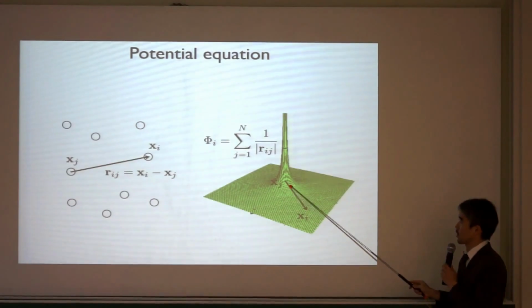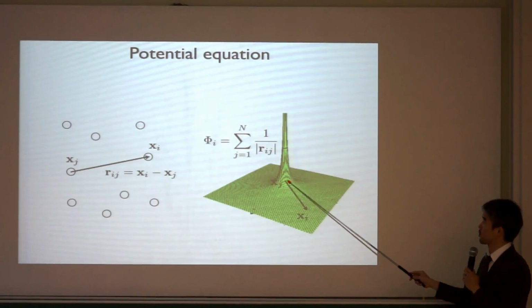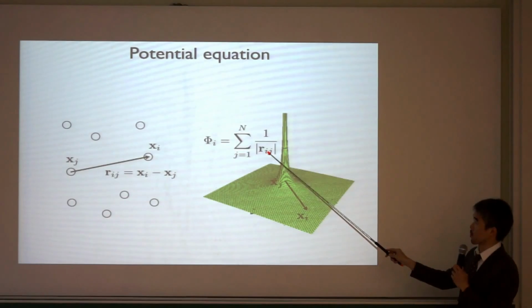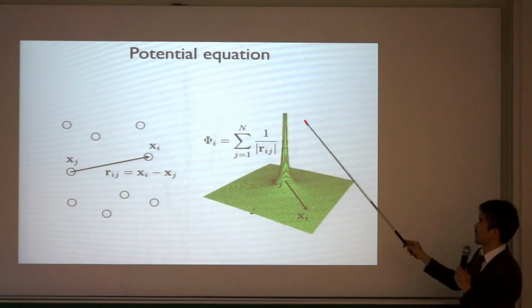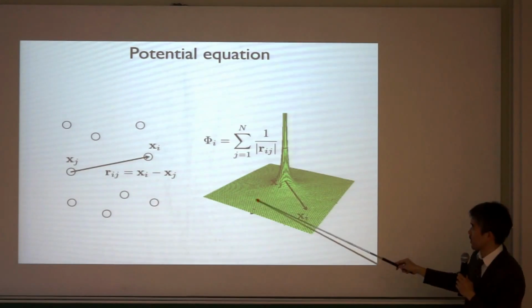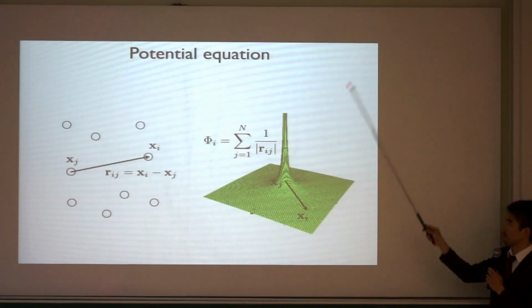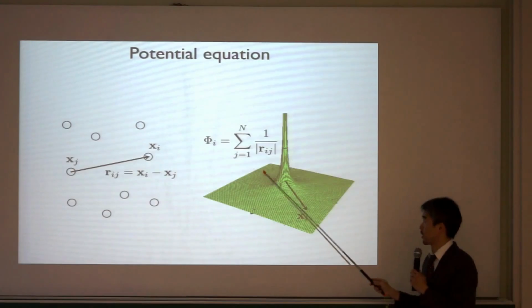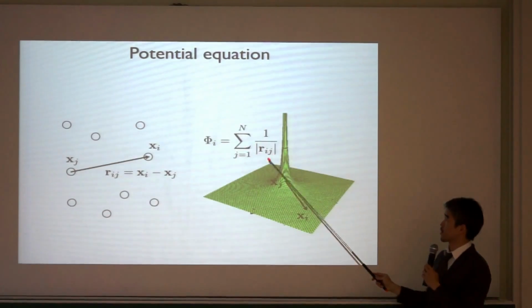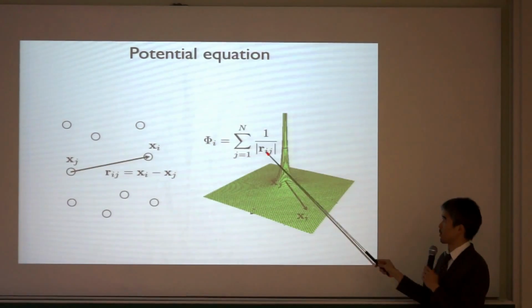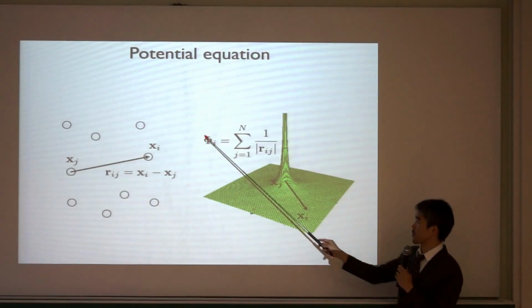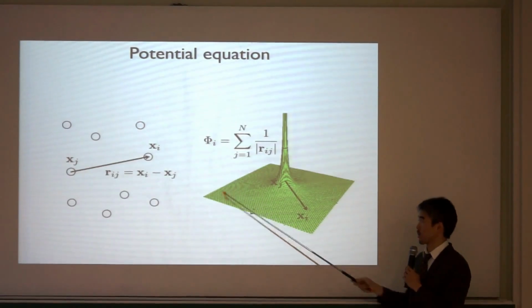But if you look at what one j particle induces, this is 1 over r. So when r is 0, it goes to infinity, and then it rapidly decays. So if you plot it in 2D, it looks like this. It's like a peaky mountain, like potential. And so this is the potential that it induces. If you take the gradient of the potential, you get the force.